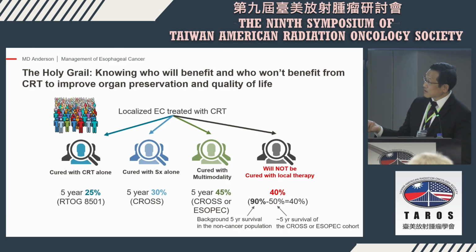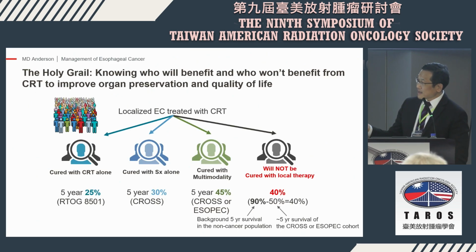So really, this is the holy grail, right? You can cure 25% of these patients with chemoradiation alone, which we know from RTOG 8501. There's a group of patients, about 30%, who you can cure with surgery alone, with 5-year survival. Then there's about 45% 5-year survival with multimodality management, whether it's chemoradiation and esophagectomy, right? You do improve survival by about 15% compared to surgery alone.